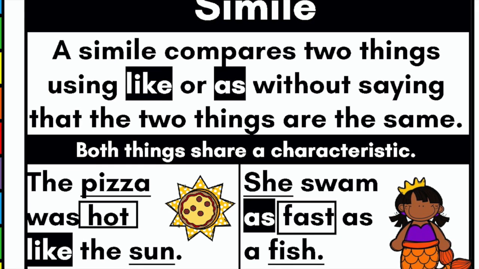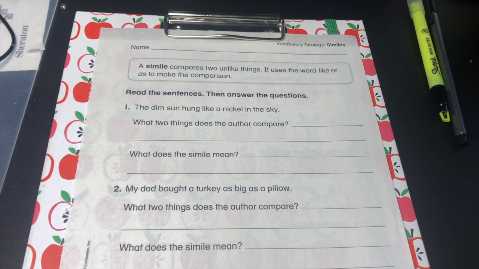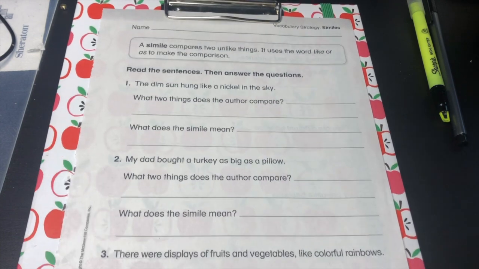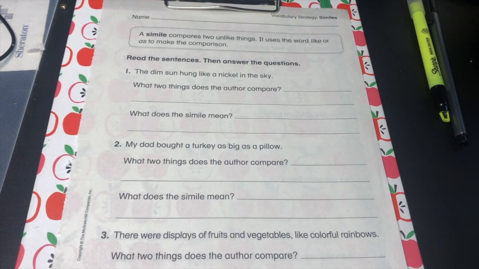But they're two completely different things, okay? A simile compares two unlike things. It uses the word like or as to make the comparison. You're going to read the sentences, then you're going to answer the questions. I will read them to you, and my expectation is that if you have to pause the video, you pause it, and I'm going to give you 5 minutes to do this by yourself.